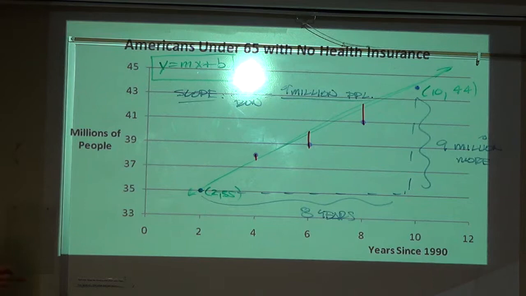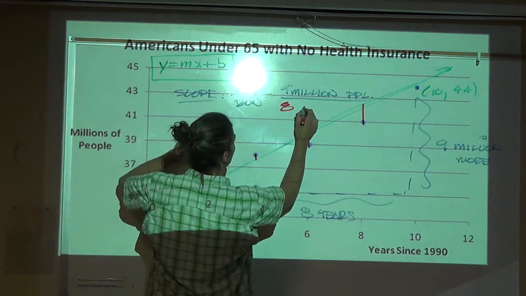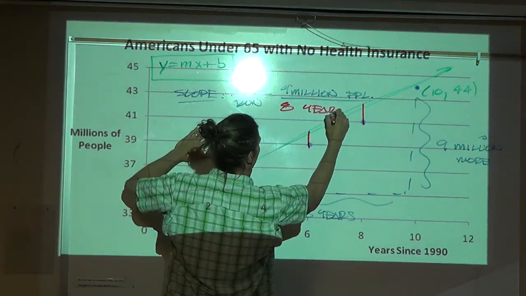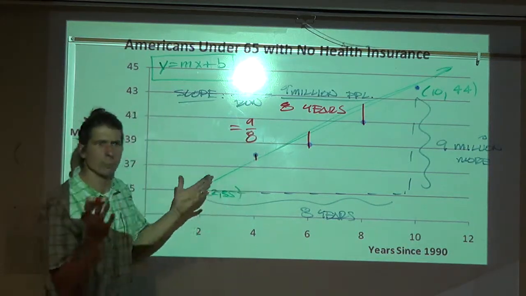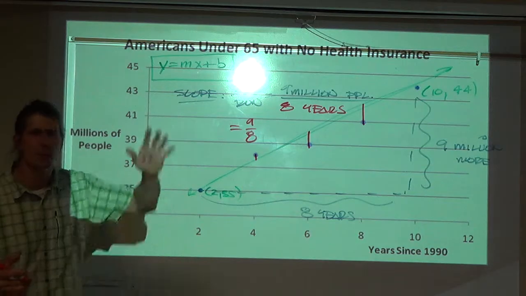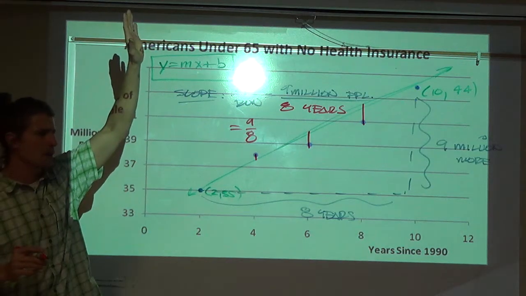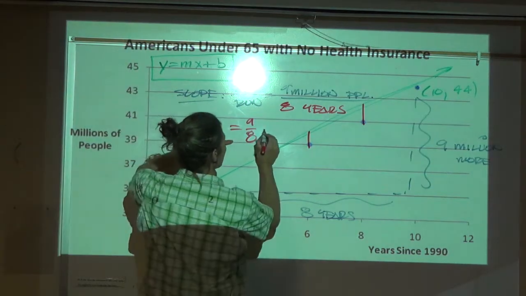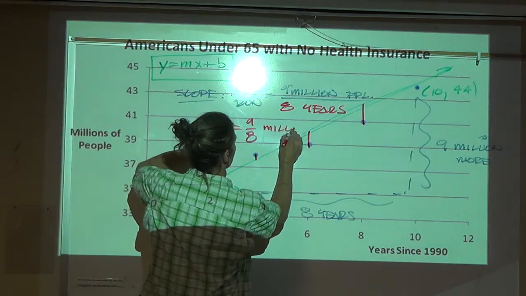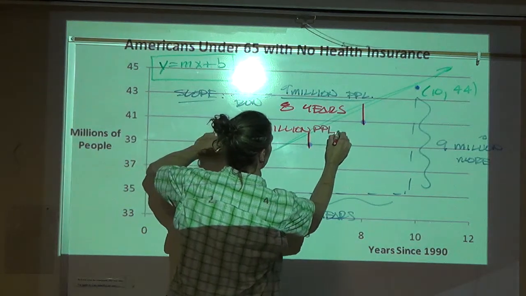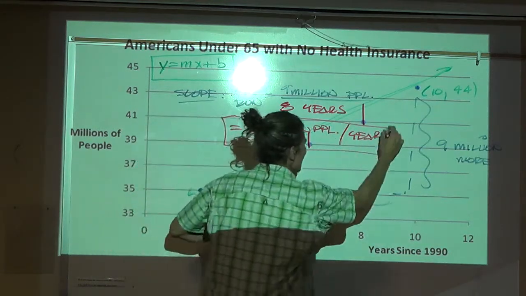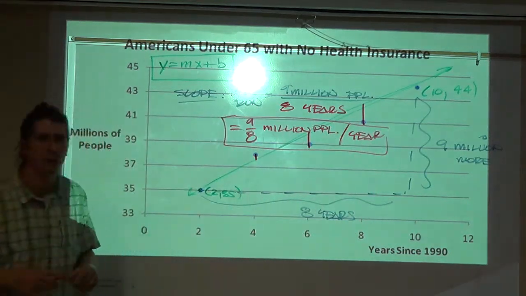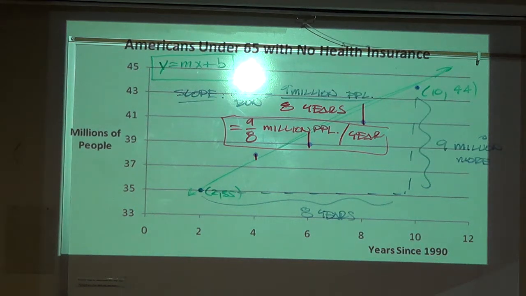All right, so the slope, therefore, 9 million people over 8 years becomes 9/8 or 1.125. What do you guys want, fractions or decimals? Fractions? Okay, so 9/8 million people per year. So what does that mean? 9/8 million people, or 9 million people over 8 years. Or per 1 year, it would be 9/8 million people per every year.